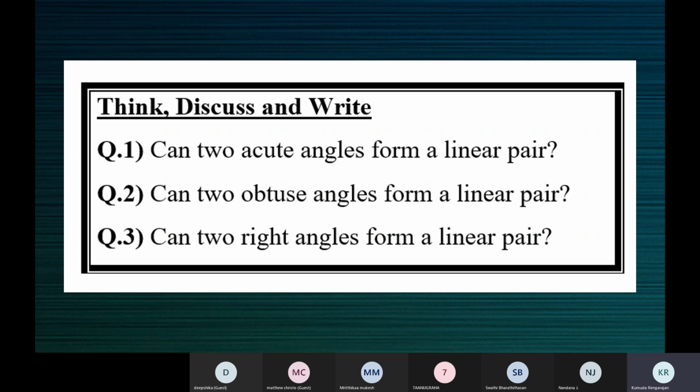As a natural number, it is 89 degrees. So what is 89 plus 89, supposing we take both the acute angles as 89? Ma'am, 178. But what should be the answer to form a linear pair? It should be 180, ma'am. But we are getting only 178.